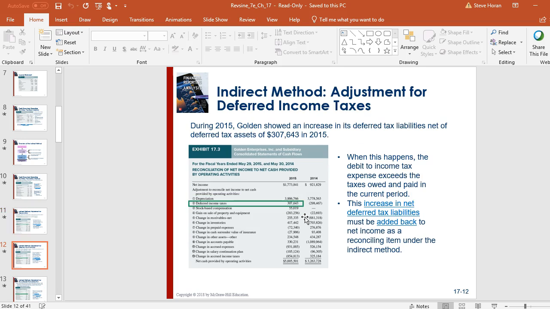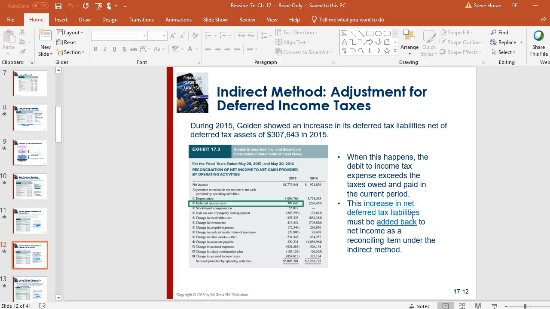Again, we make adjustments then for how things have changed. In this example, we've got deferred taxes changed. It was a deferred tax liability and then a deferred tax asset. The difference between the two was $307,643. When this happens, the debited income tax expense exceeds what was paid, and we have to add that back. So it's an increase in liabilities must be added back. And that's kind of the way to think this through.